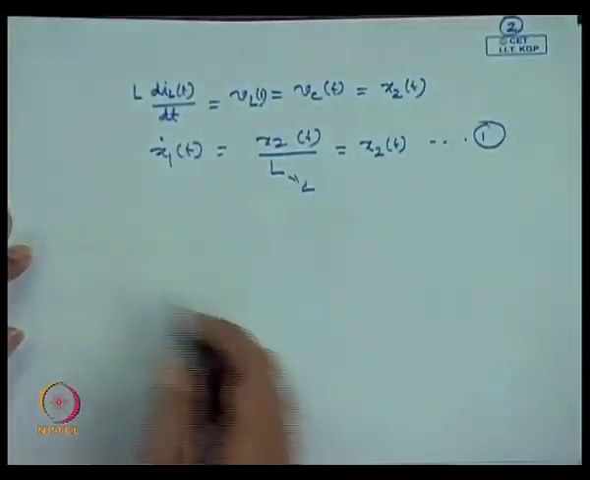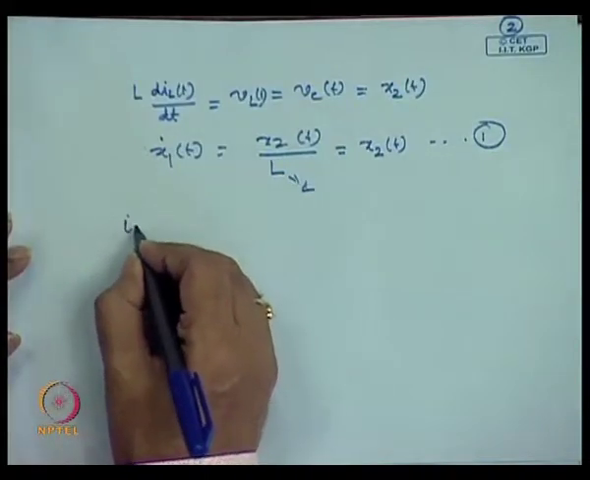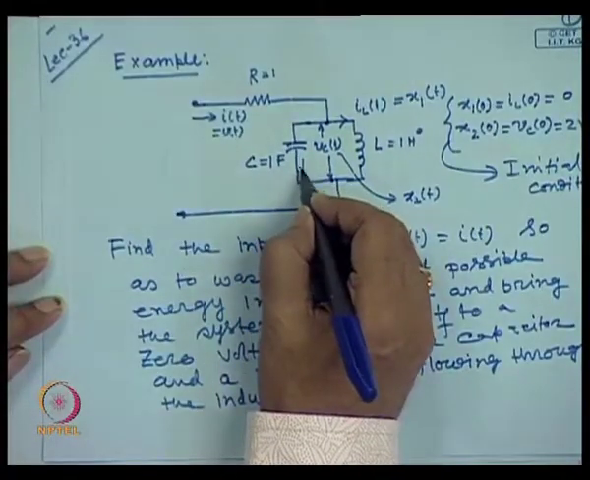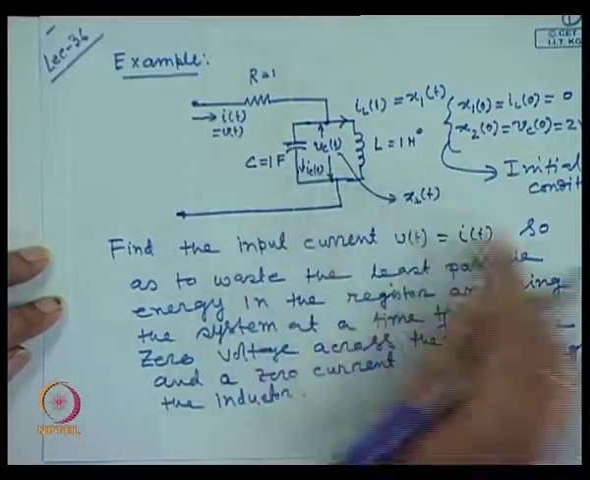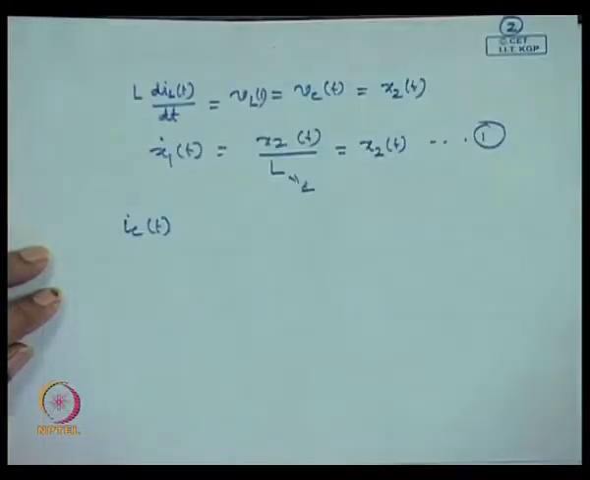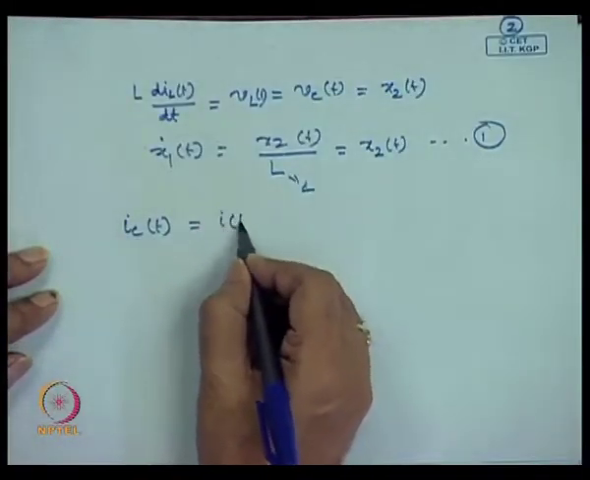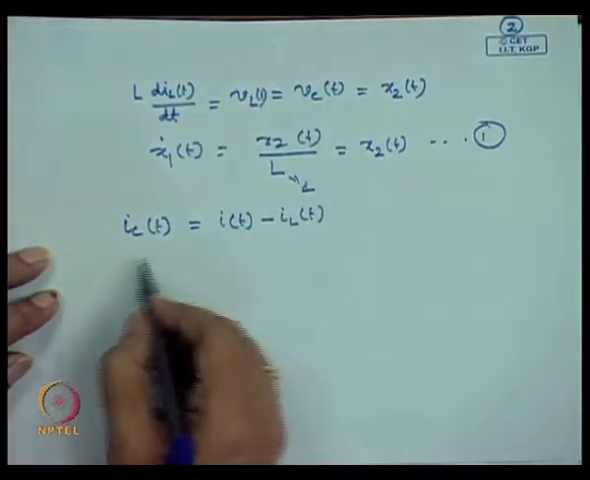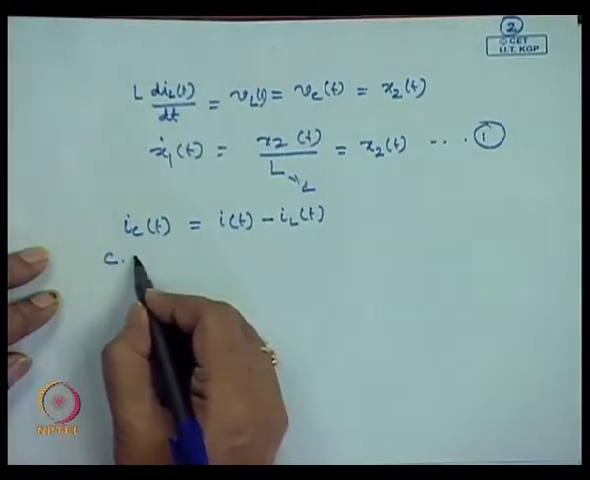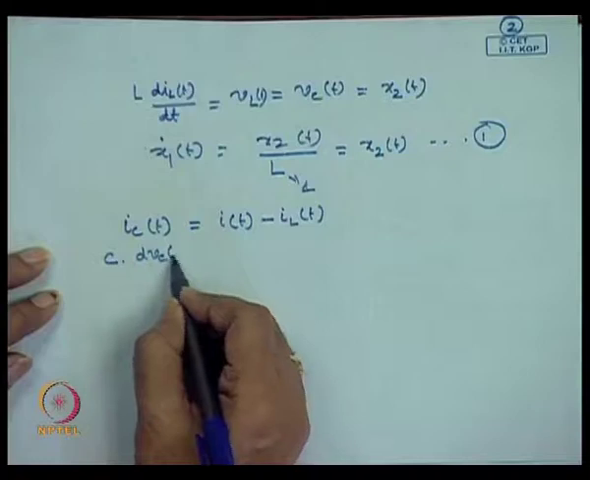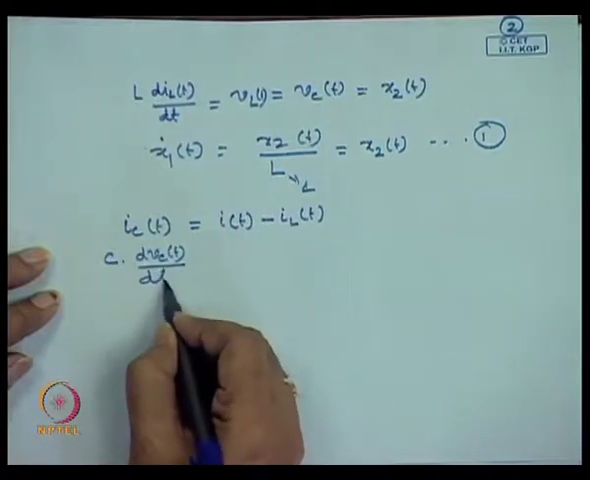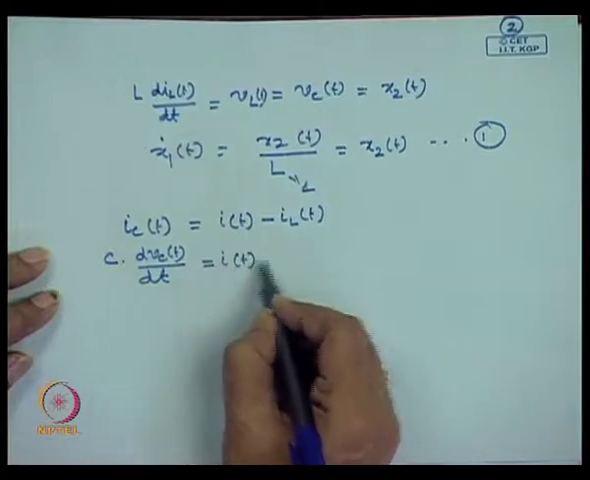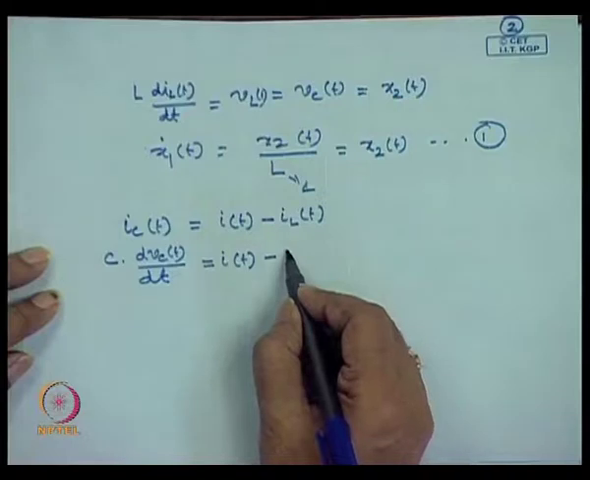So, the current I_C will be equal to the current flowing to the capacitor, I_C of t. I can write I_C of t as the total current minus the current flowing to the inductor. The current flowing through the capacitor is equal to C dV, the voltage across the capacitor, with respect to time, which is equal to I of t minus I_L of t.